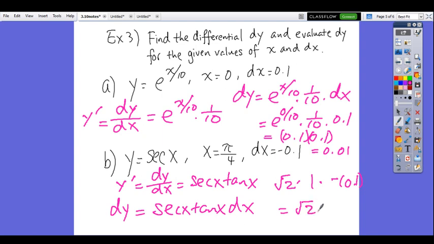So root 2 times negative 1 over 10. So we do have negative root 2 over 10. Again, you don't want to approximate it, you don't want to round it, so just leave it with the radical, because that's an irrational number. So this one is for dy. Okay, so now let's see what else we have for the rest of this.